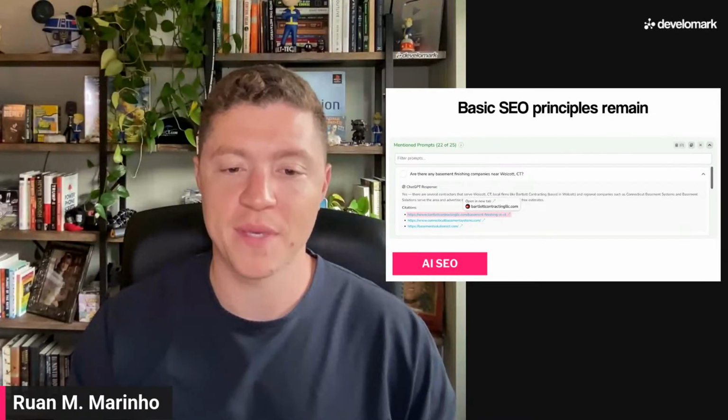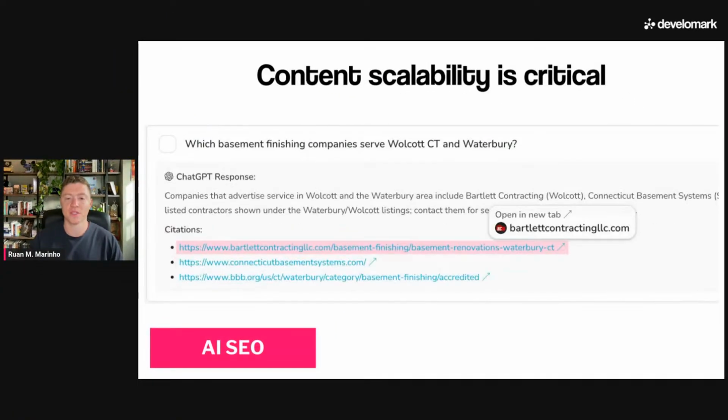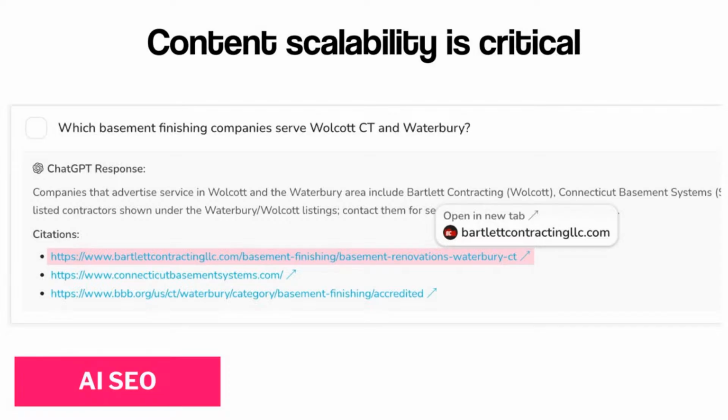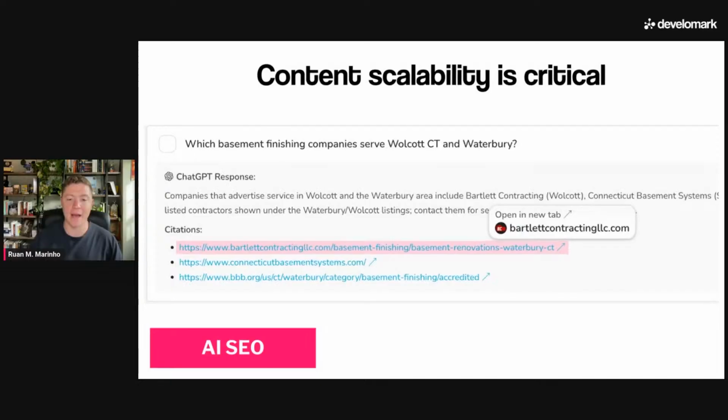So with that being said, if we continue to look at the presentation, you'll see that content scalability is absolutely critical right now. This query was, what basement finishing companies serve Wolcott and Waterbury? And you can see that the Waterbury page specifically showed up for this query. So if we want to have positive LLM mentions and positive visibility, we may want to consider every single way someone's going to search for us and create a dedicated page on our website with that URL and quality content. I'm going to show you my exact process of doing so today at scale, while also making sure you're hitting home the points that are absolutely critical.